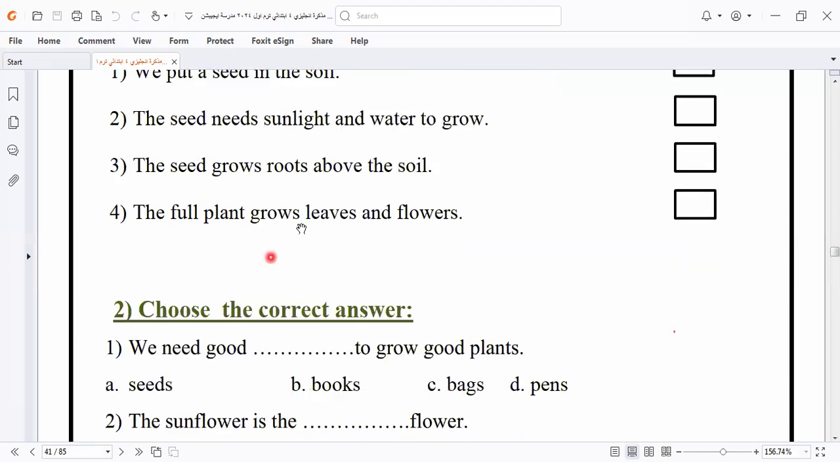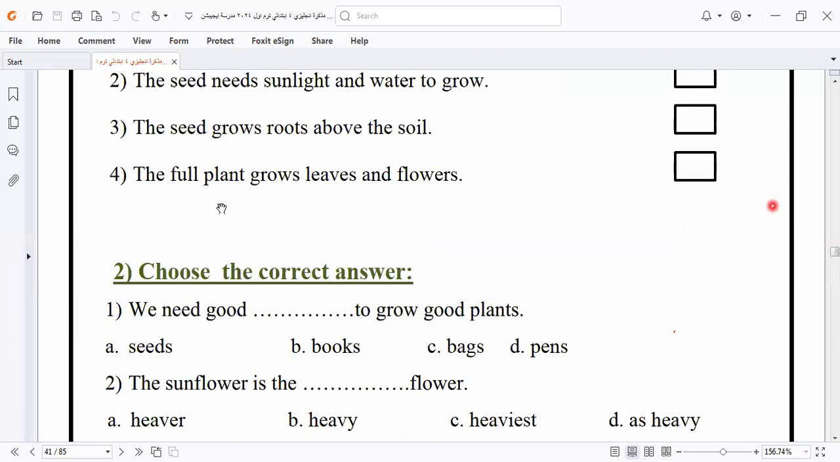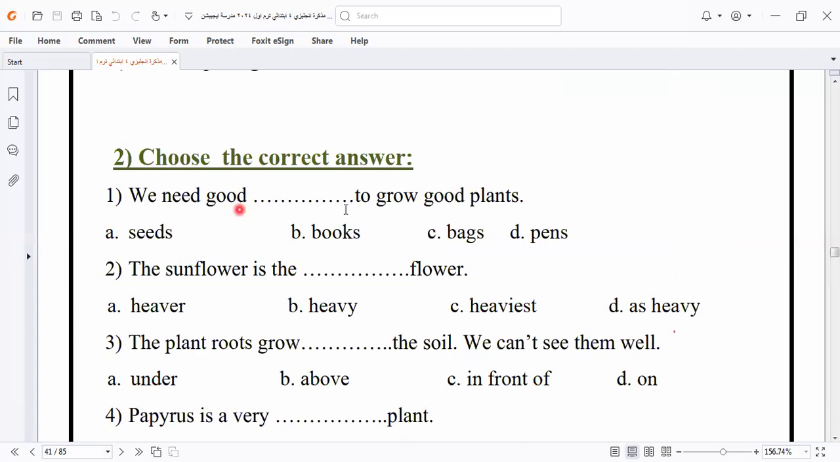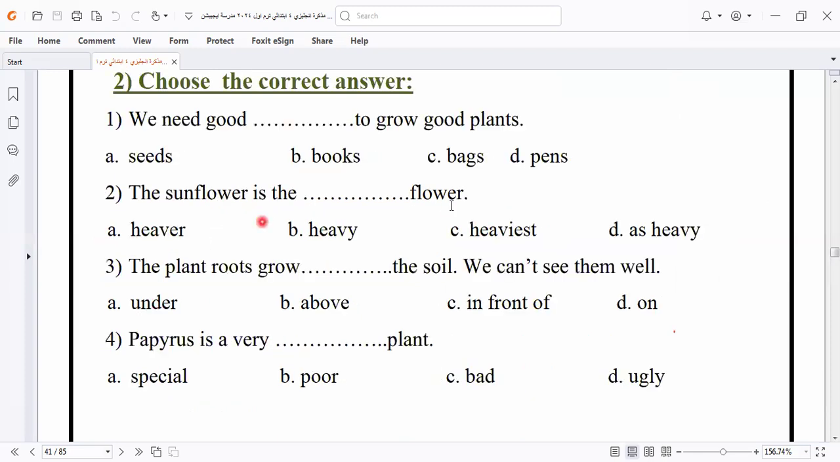The full plant grows leaves and flowers. Yes, it will be right. We need good space to grow good plants. We need what? We need good seeds. The sunflower is a special flower. Is the heaviest. This one.